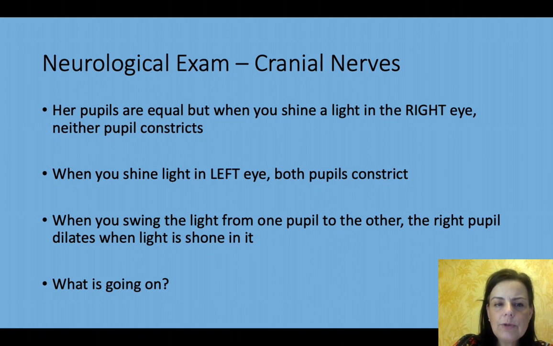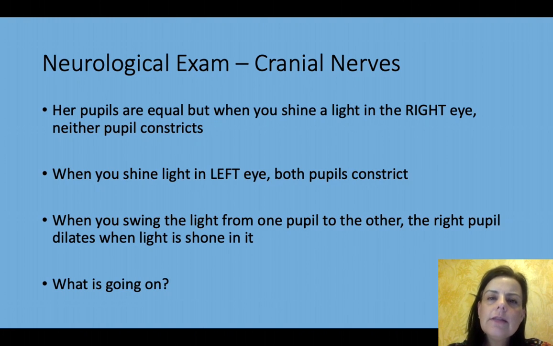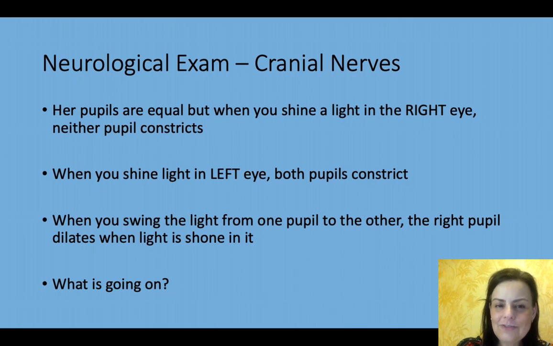So you notice that when you go to check her pupillary reflex, you shine the light in her right eye and neither pupil constricts. But when you shine the light in the left eye, both pupils constrict. So when you swing the flashlight back and forth, you go back to the right pupil again, and the right pupil this time actually dilates. So what's going on? It's confusing.